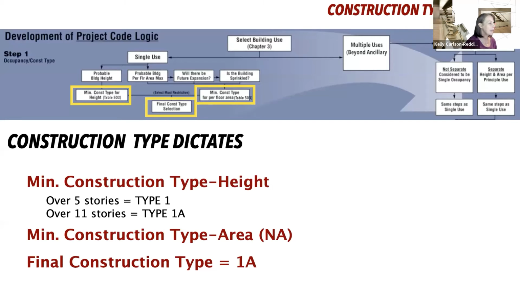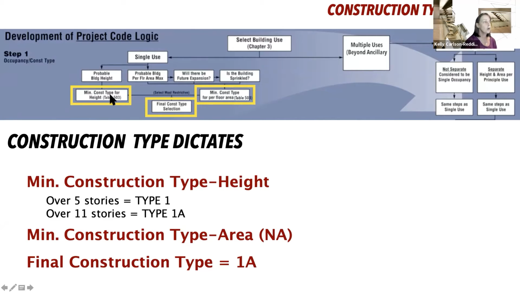So that's what we call our construction type. Type 1 is going to get us over 5 stories. Over 11 stories, we're going to be type 1A. And we want to make sure, does that meet the requirements of our design? And it's the most fire resistive. So of course the answer is going to be yes.